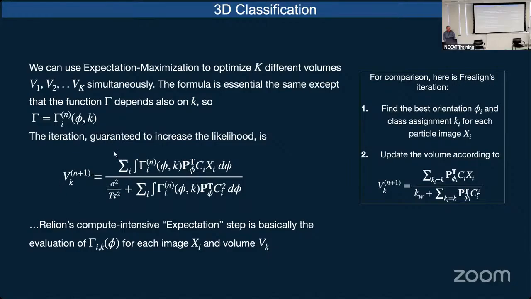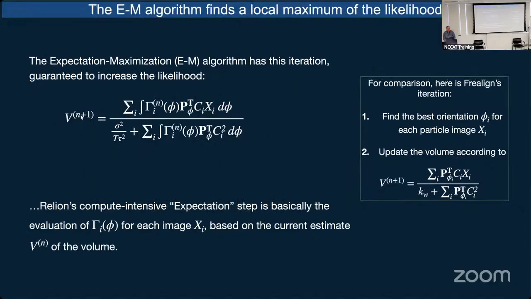Anyway, okay, so the iteration: if we have a volume which gave rise to a particular gamma function in the nth iteration, then the n plus first iteration volume is given by evaluating this, and this marches in the correct direction towards the maximum of the likelihood, and is much more efficient than, of course, trying to vary every voxel of a volume.